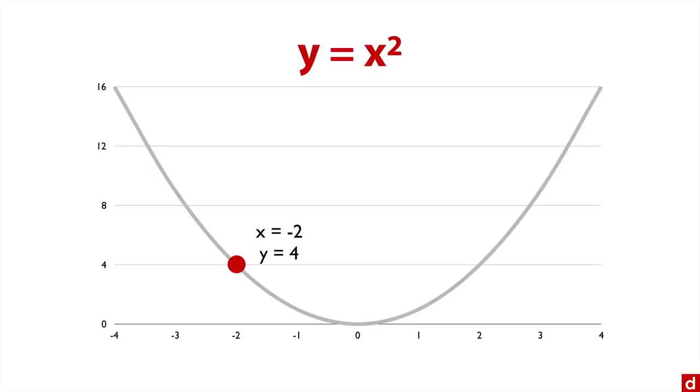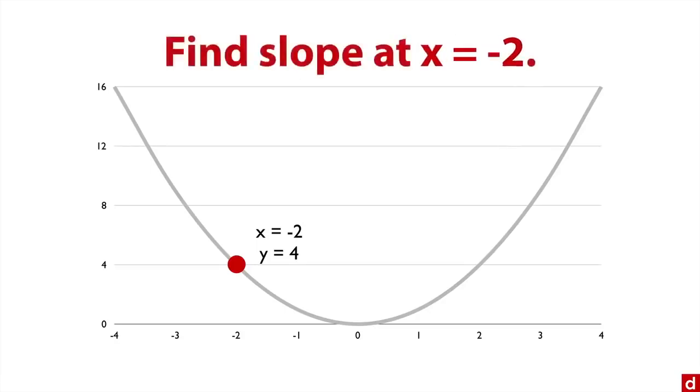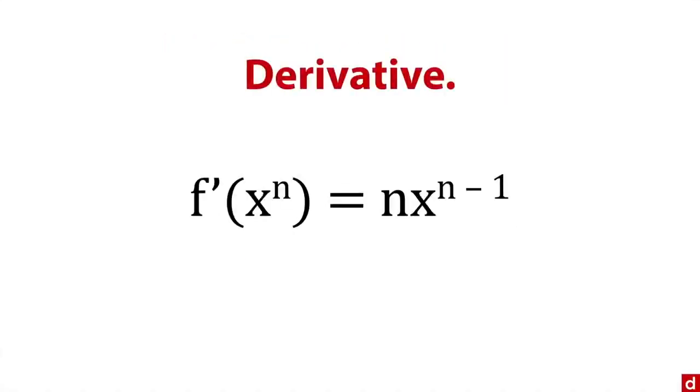Here's a harder question. What is the slope of the curve at that exact point? Well, it's actually a little tricky because the curve is always curvy and there's no flat part on it. But we can get the answer by getting the derivative of the function.